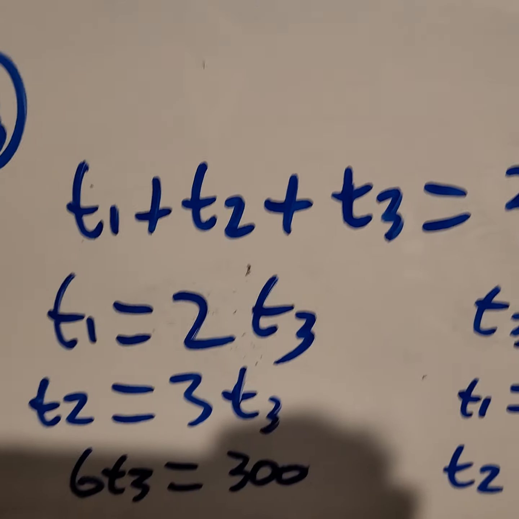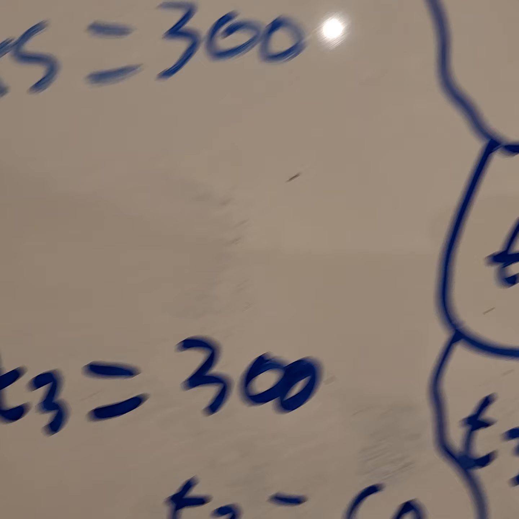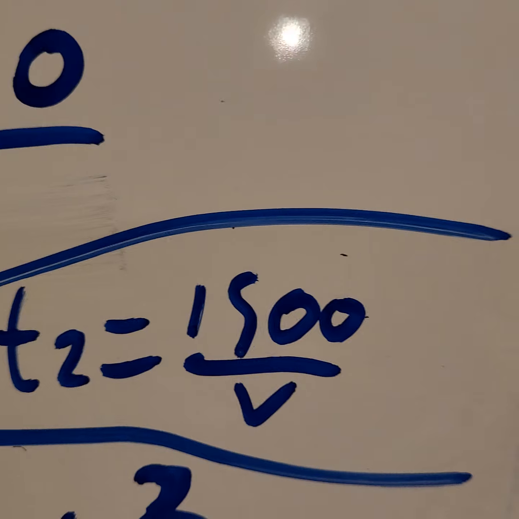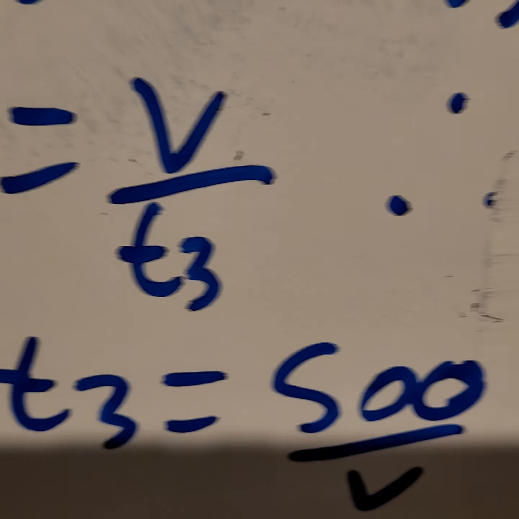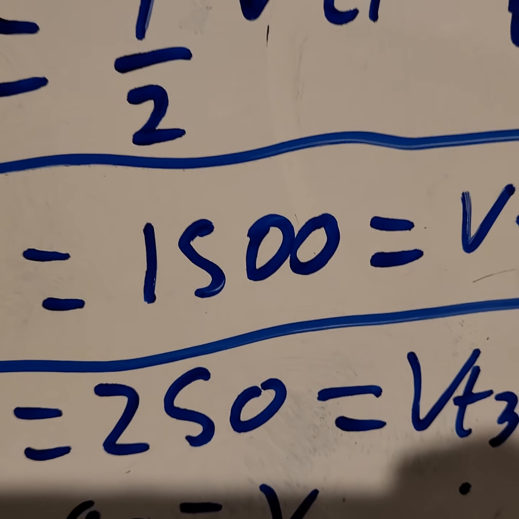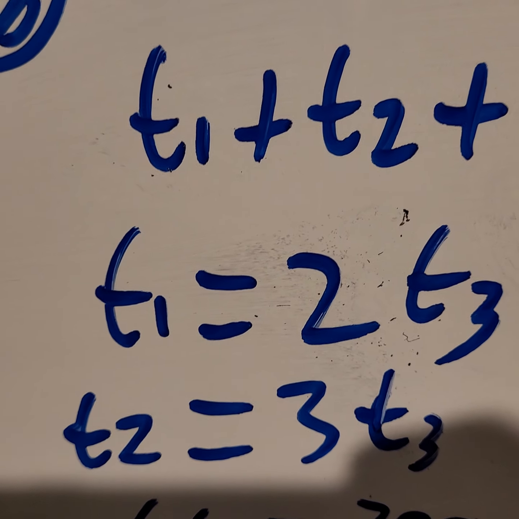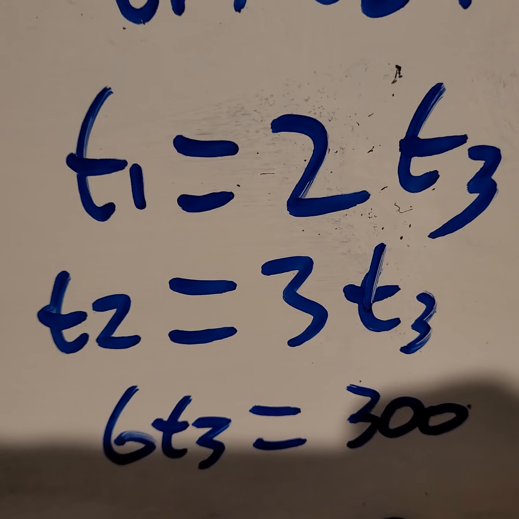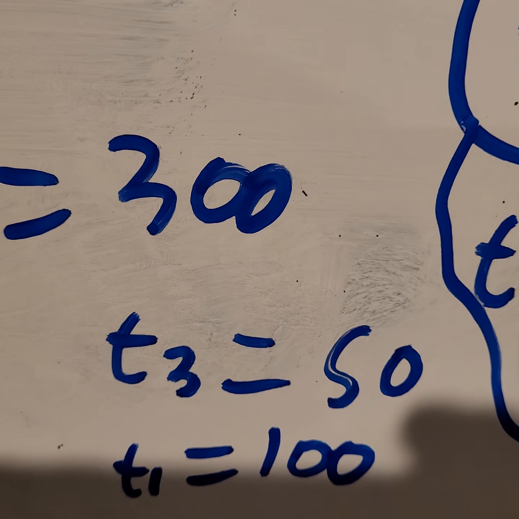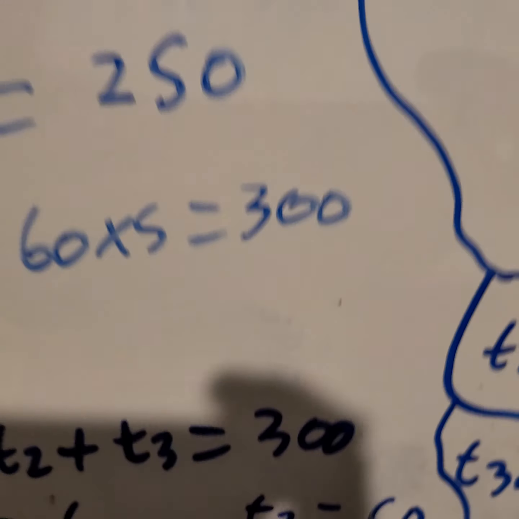So the final part of this problem is to say that t1 plus t2 plus t3 is equal to 300. And we can kind of see there's ratios here. So if this is 1000 over v, and this is 1500 over v, and this is 500 over v, you get a sort of feel for them being a certain size relative to each other and to v. So we can say that t1 is equal to 2 of t3, t2 is equal to 3 of t3, and basically that 6 t3 is equal to 300. So from there we can say that t3 is 50, t1 is 100, and t2 is 150. And that's the end of the problem.